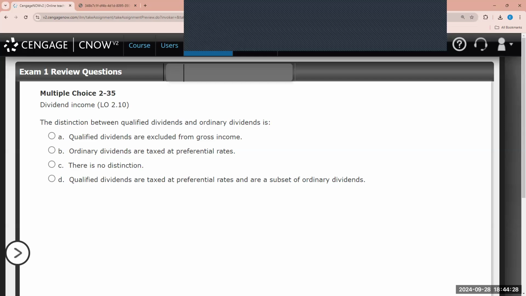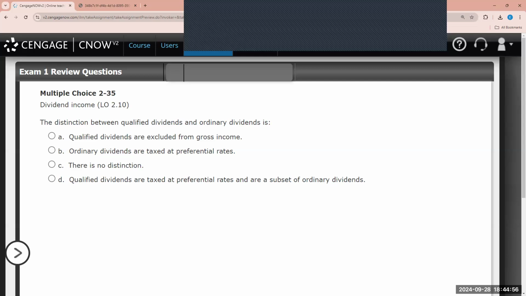Taxpayers receive the following types of distributions from a corporation. It could also be from a mutual fund or a similar investment that owns these corporate stocks. They can get ordinary and qualified dividends, non-taxable distributions, in addition to capital gain distributions. Ordinary dividends are generally the more common type of corporate distributions. They're paid from earnings and profits of the corporation.